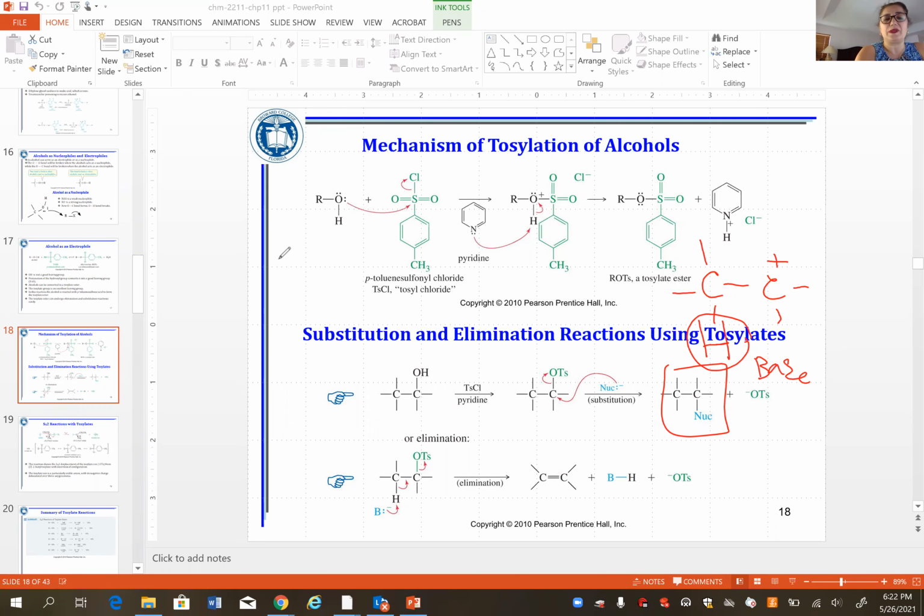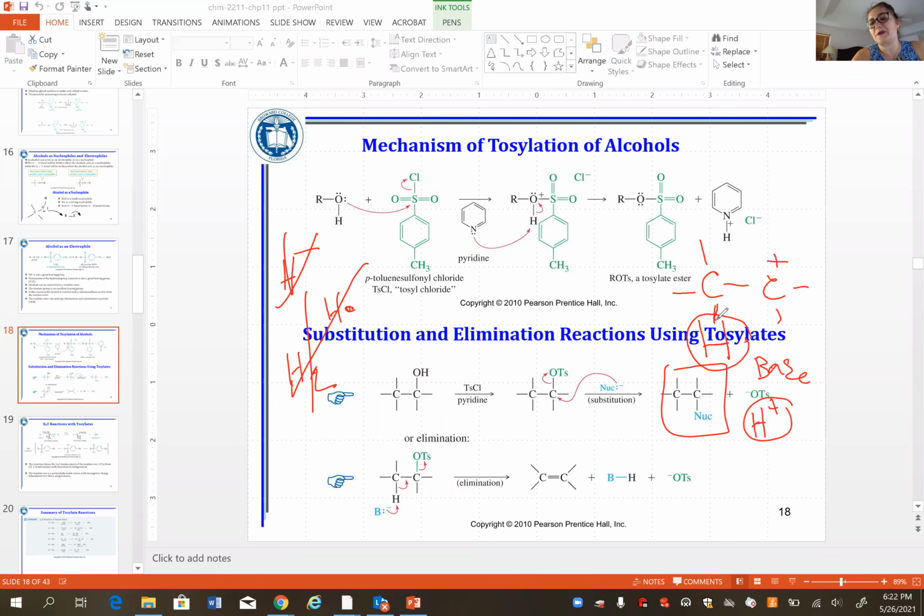When you bring a base to remove the hydrogen, you are not removing H minus, right? You are not removing hydride ion. You are not removing hydrogen free radical. You are not removing H2. These are not what you are removing. You are removing H plus. When you bring a base, the base is looking for acid, and H plus is the acid in here. You remove the H plus.